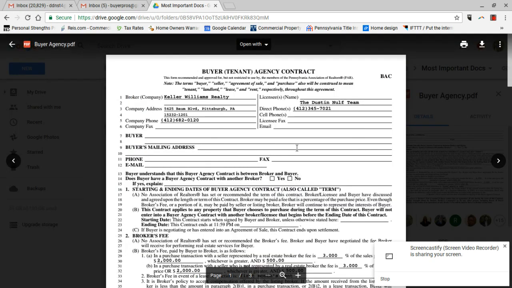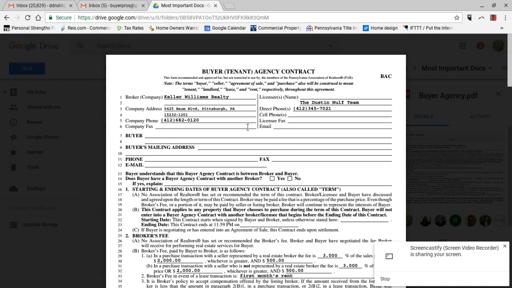Buyer agency is also important. So there's 2 different types of buyer agency contracts. There's the exclusive buyer agency contract and the non-exclusive buyer agency contract. Which buyer agency contract do you use for an owner-occupant buyer? Exclusive. Okay. So there's 2 buyer agency contracts. There's an exclusive buyer agency and a non-exclusive buyer agency.